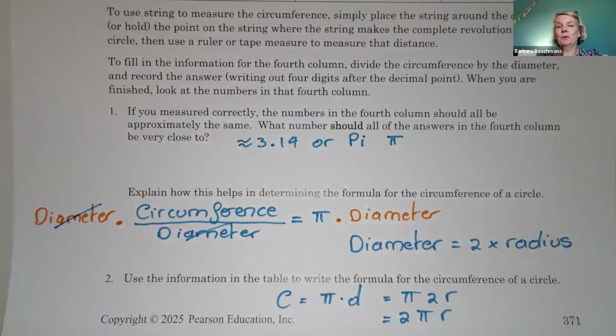So when somebody asks you what is pi, it is the ratio of the circumference to its diameter. Okay, that is lesson or activity 11.8.